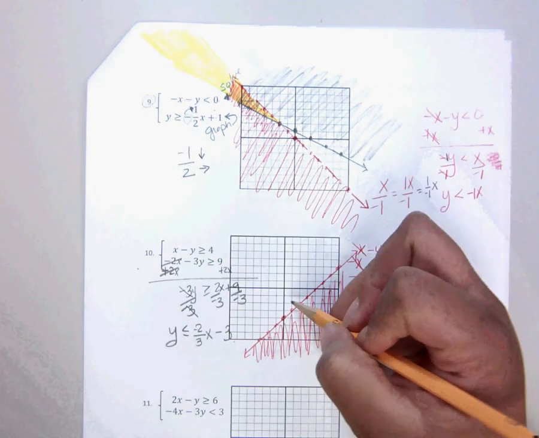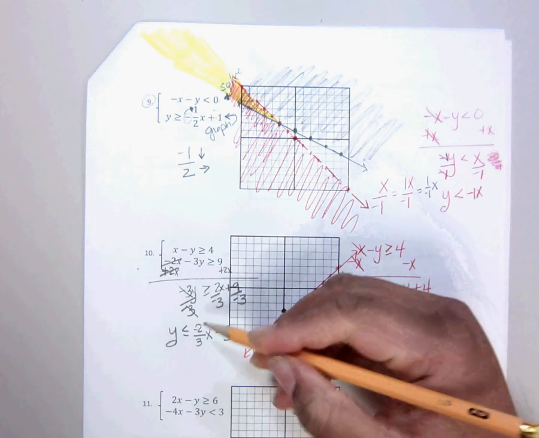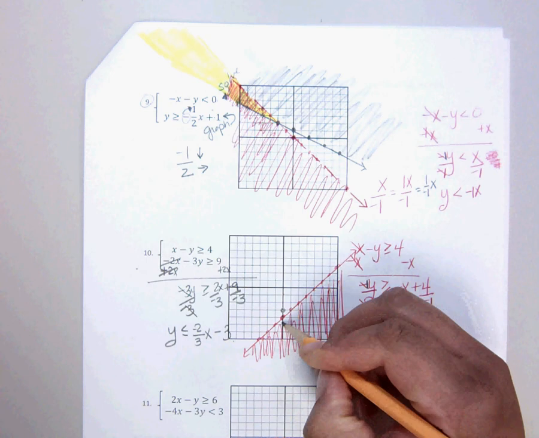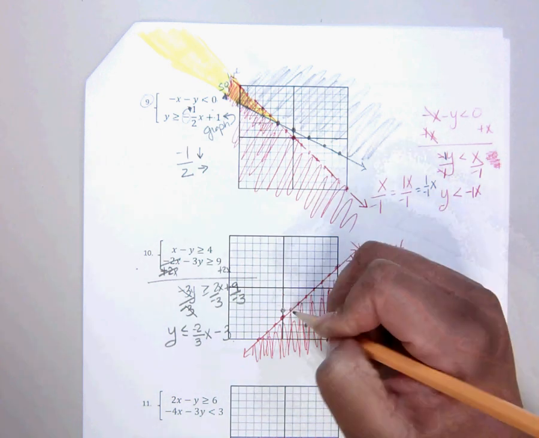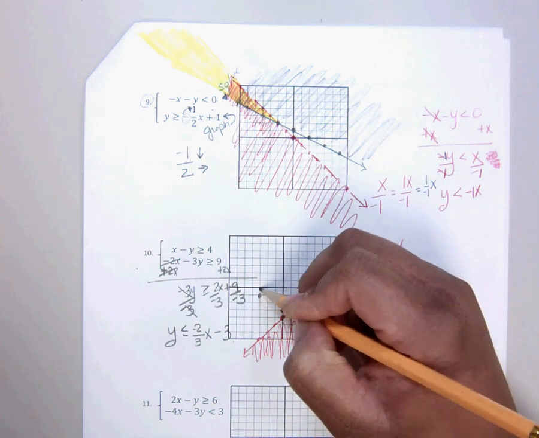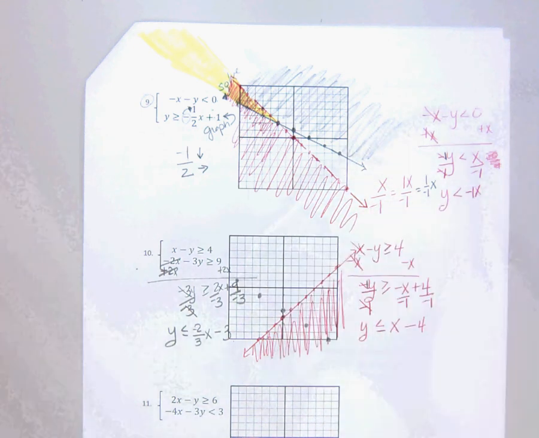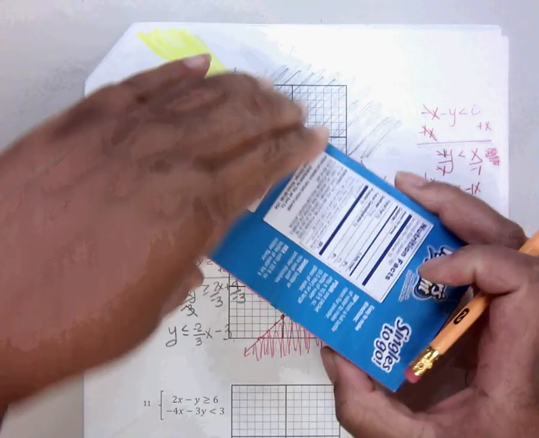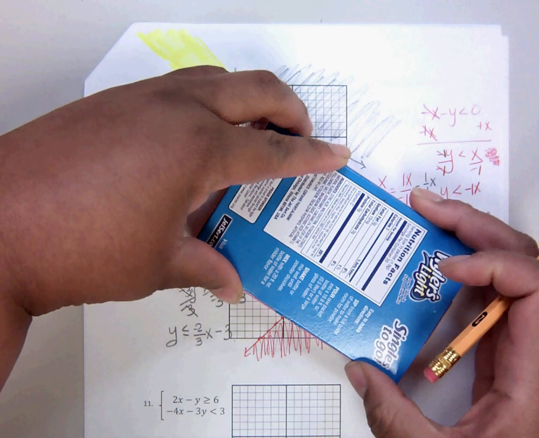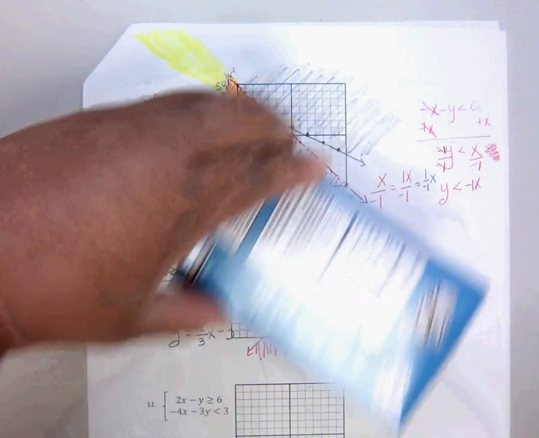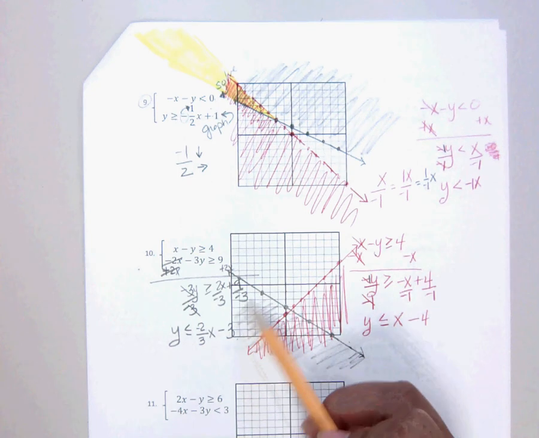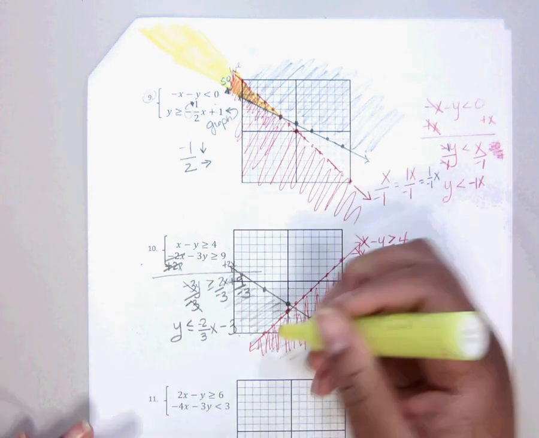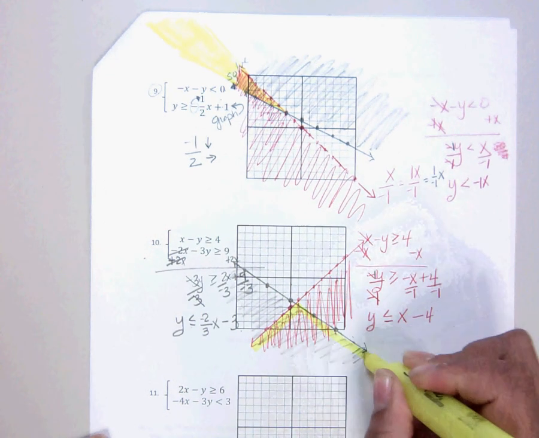Let's graph. 1, 2, 3, down. Down 2, right 3. 1, 2, 3. And I need a solid line shaded down. Solid line shaded down. And I know you already see it. There is my solution area.